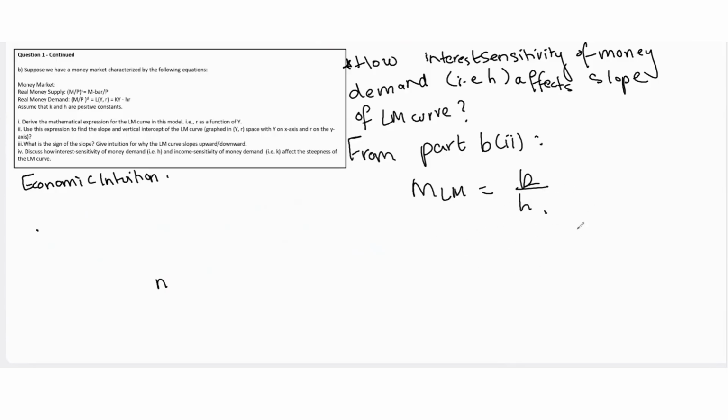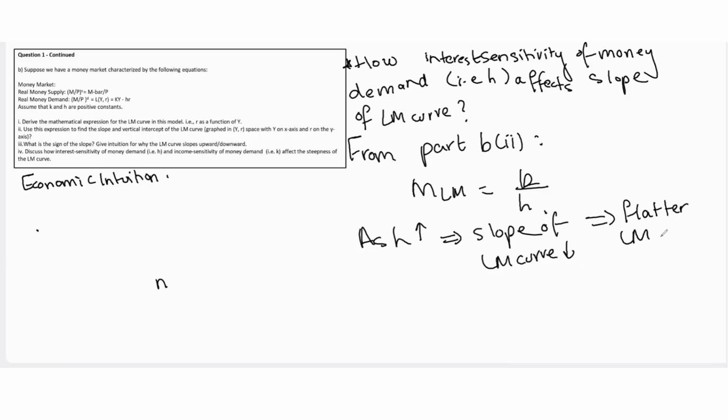Now again, we know from part 2 the LM slope is given to us as k by h. Now as h increases, we can see the slope of the LM curve goes down, decreases, so the LM curve becomes flatter. So you have a flatter LM curve. And we know what a flatter LM curve means. It means that for any given change in Y, we will have a smaller change in R.